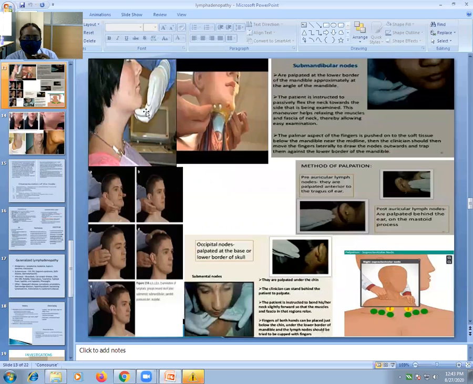So this is the submental group, this is the submandibular group, postauricular, preauricular. Like that you can palpate one by one.